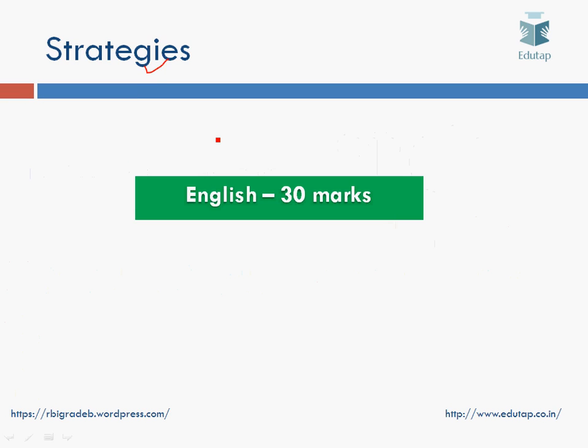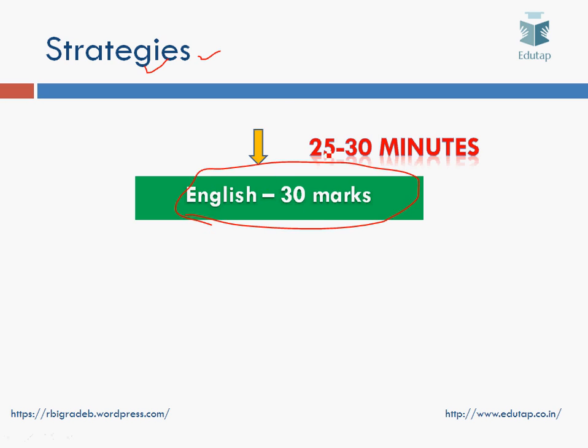Now coming to the strategy. In this video we have discussed the topics from which the questions are asked, and I have already told you that English is worth 30 marks in phase 1. So what should be the right strategy to score maximum in English in phase 1? First of all, you don't have to spend more than 25 to 30 minutes on the English section. This is the maximum that you should spend. And kindly remember that English along with GA, that is general awareness, is the most scoring section of phase 1. You can score very good marks in English as well as in general awareness.